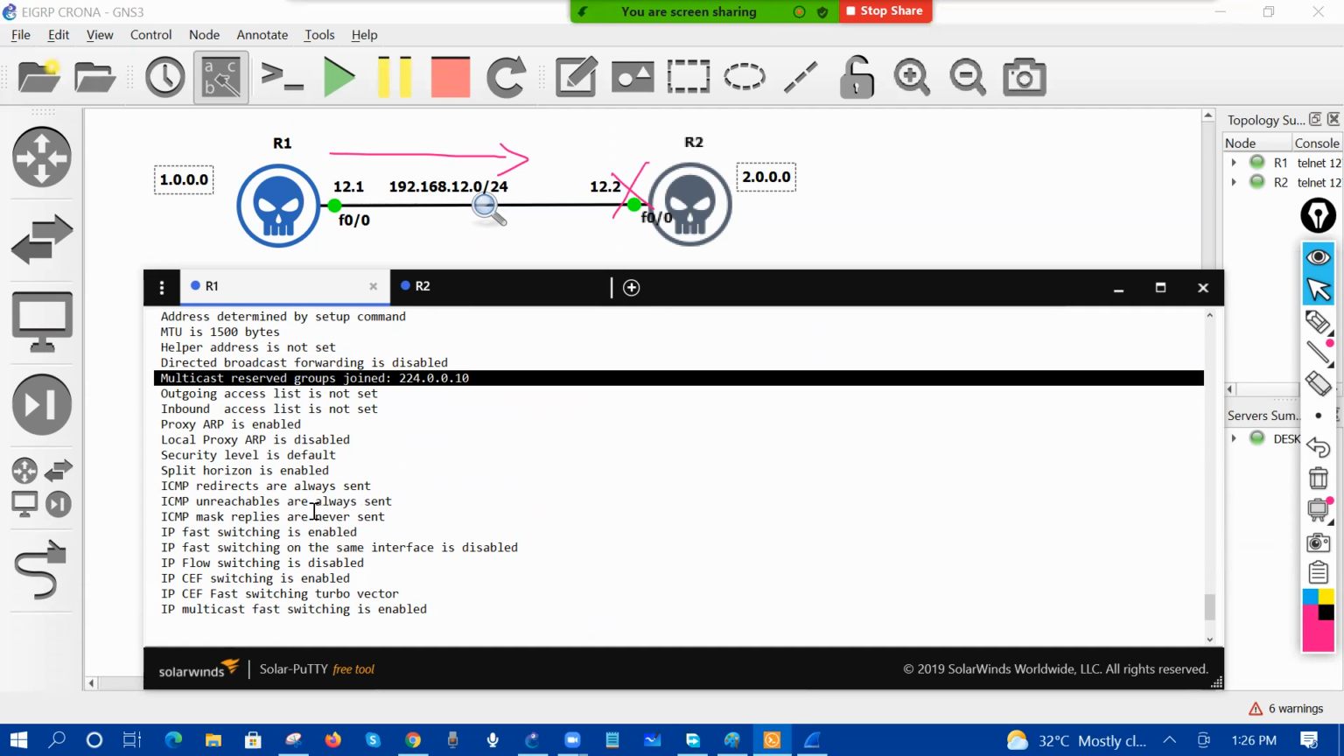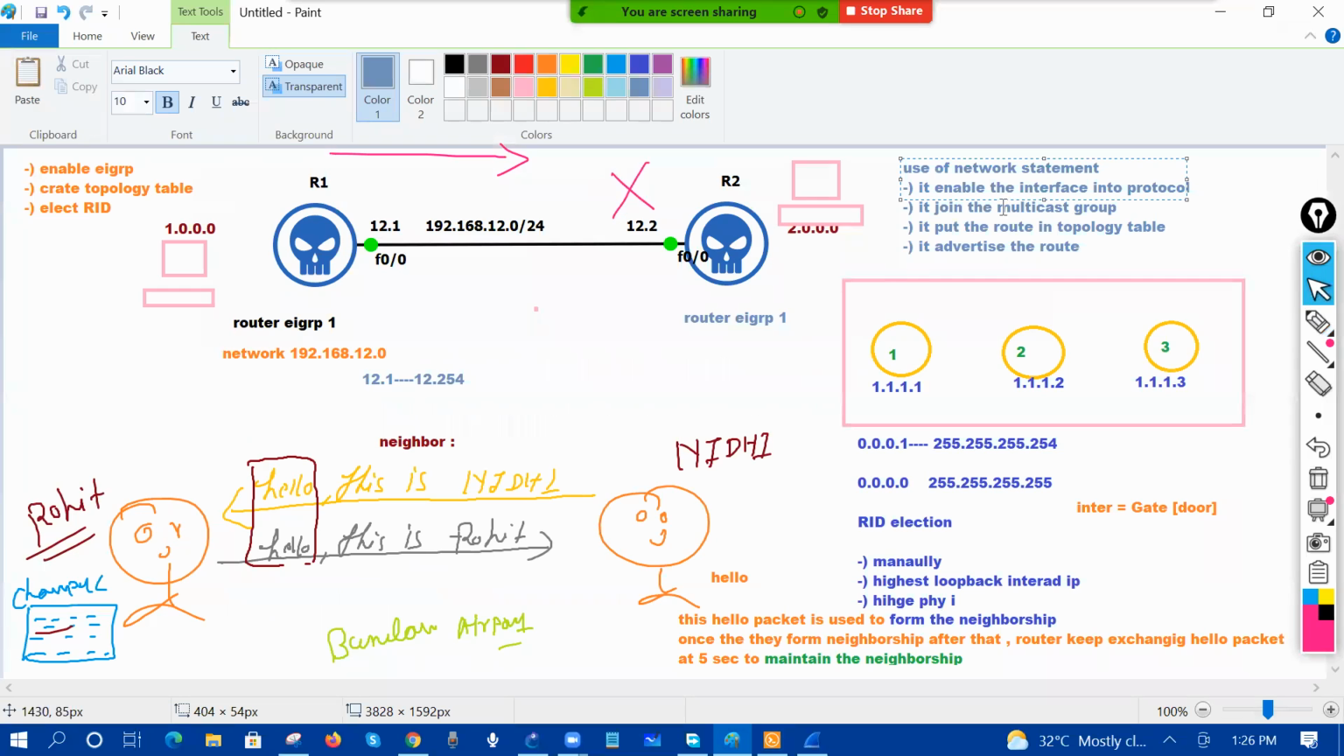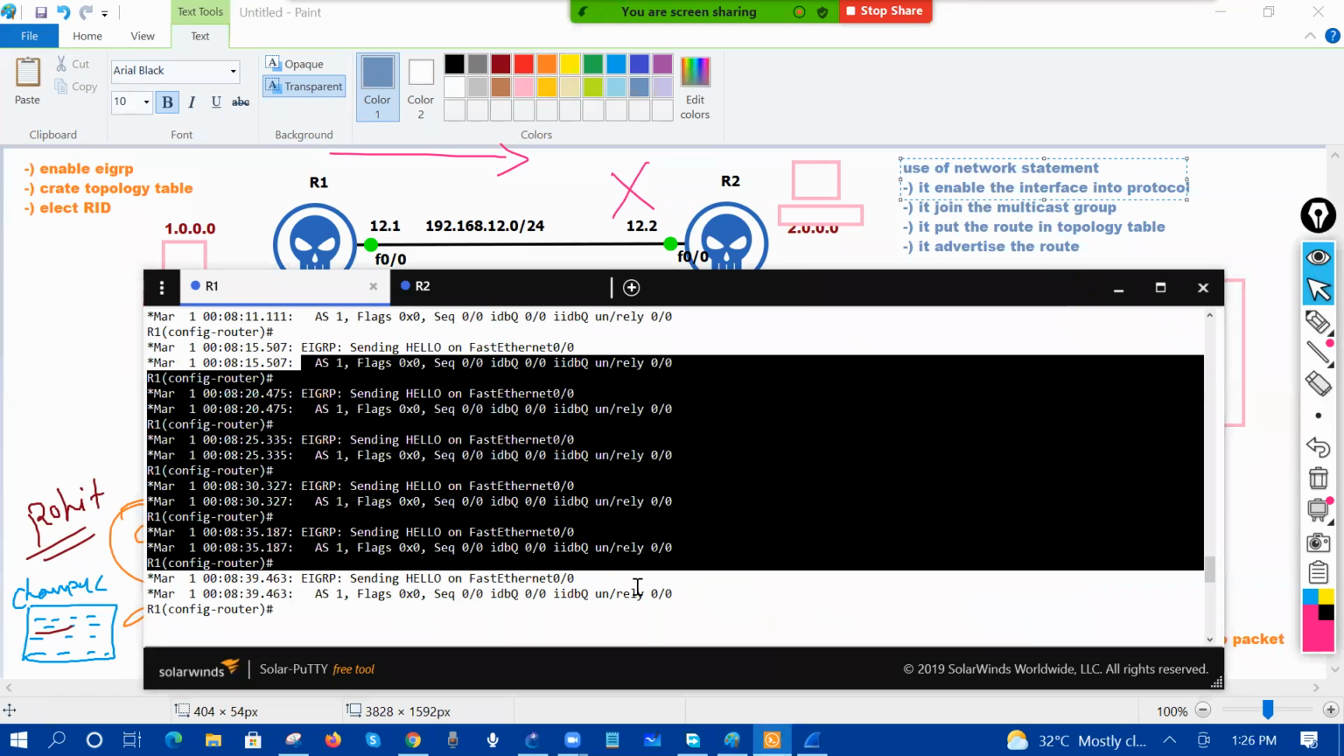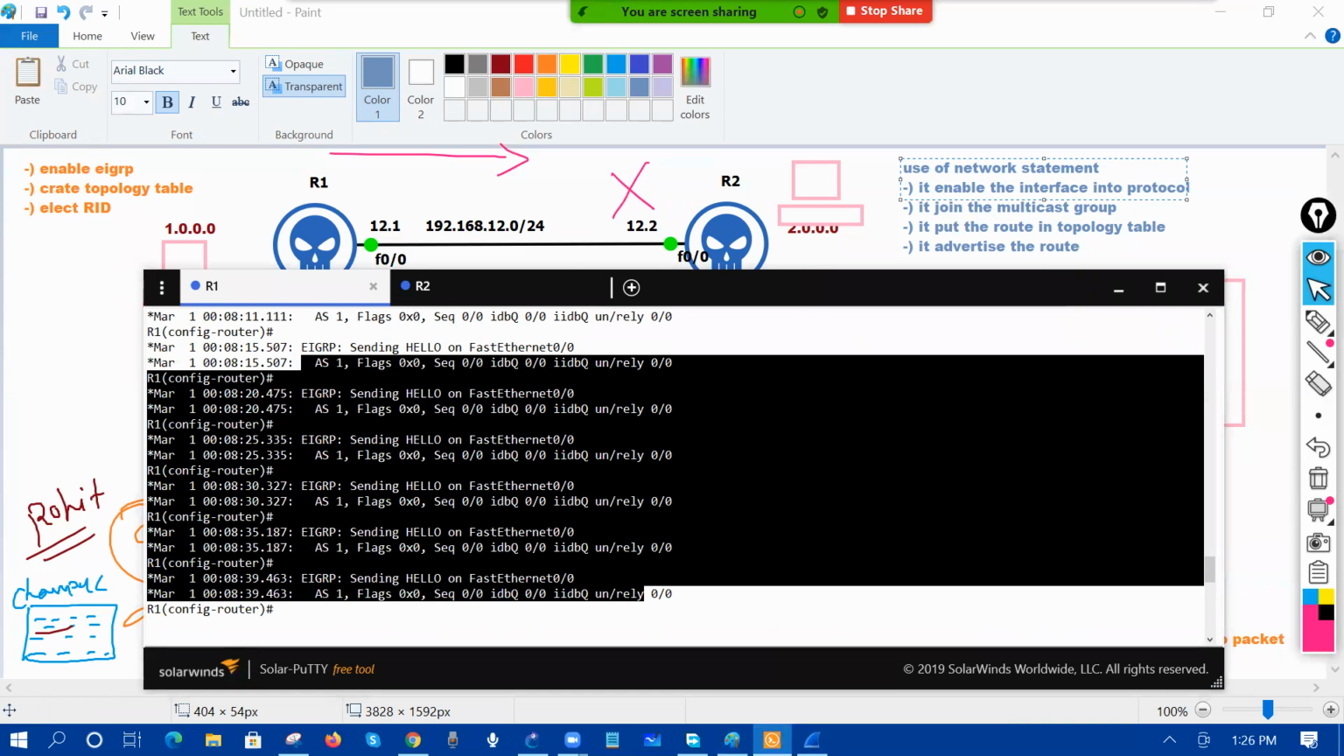R1 had joined the multicast group, right? For EIGRP, they will join the multicast group and enable the interface in the particular routing protocol so that they can send the hello packet, and R1 is sending, right? It puts the route in the topology table.